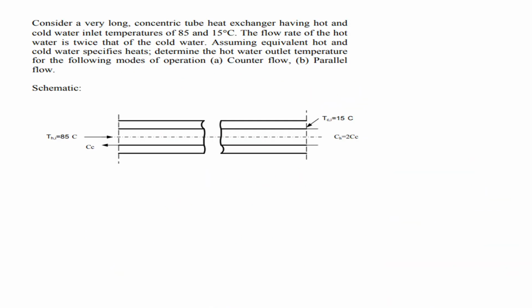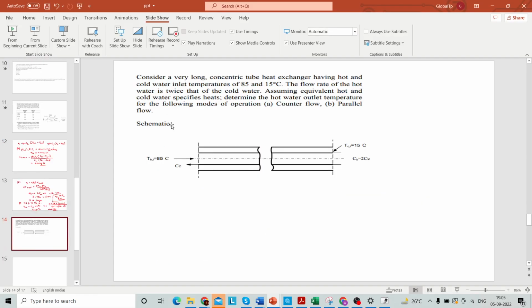There is one more question, but we are running out of time. Please note this question: consider a very long concentric tube heat exchanger having hot water. Just see the question. You have to calculate the hot water outlet temperature, that is capital T2, in both situations, counterflow and parallel flow. Try to solve this problem and then we will discuss the answers in the next class.